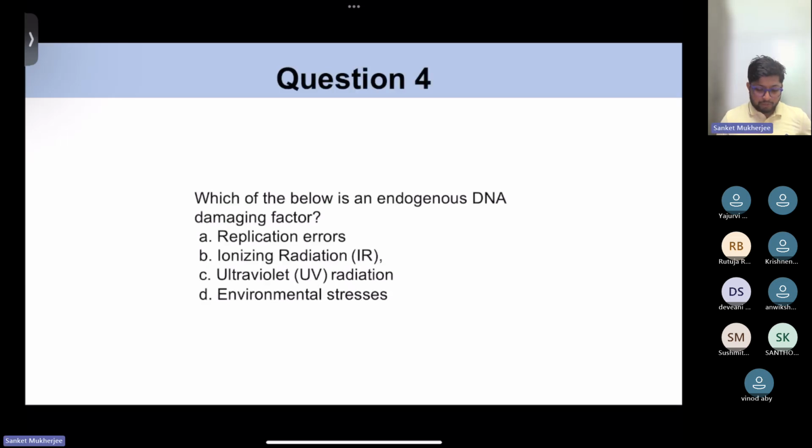Which of the below is an endogenous DNA damaging factor? Is it A, replication error, B, ionizing radiation, C, UV radiation, or D, environmental stresses? Okay, getting answers. Okay, A is the answer to this, as already pointed out.